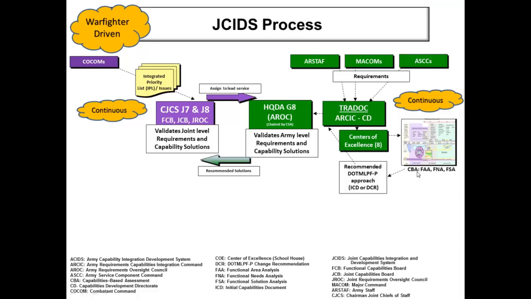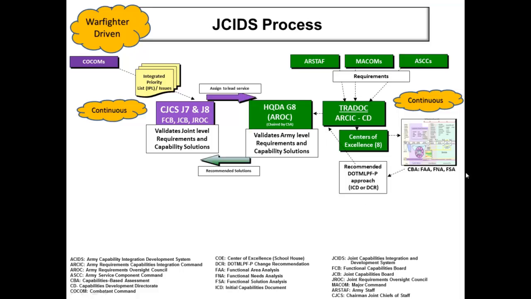There are 3 parts of the CBA: the FAA, FNA, and FSA. We'll go over more of that in class, but briefly, the FAA is really looking at what the capability is. The FNA, the Functional Needs Assessment, is saying, okay, what kind of risk are we taking by not filling this gap, or what can we do to mitigate that gap? And then the Functional Solution Analysis, the FSA, is where we're looking at the DOTMLPF domains and coming up with a solution to fill that capability gap.